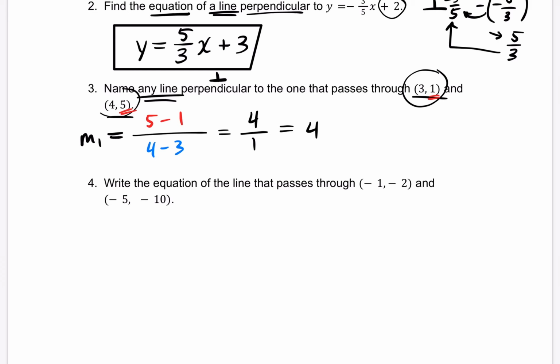All right, now I need a perpendicular slope. So to get my perpendicular slope, I'm going to flip it. Sorry, I don't know why I did that. I'm going to flip it to 1/4 and then make it negative. There's my slope. Now I just need to write the equation of a line that's perpendicular. So I'm going to write y equals negative 1/4 x.